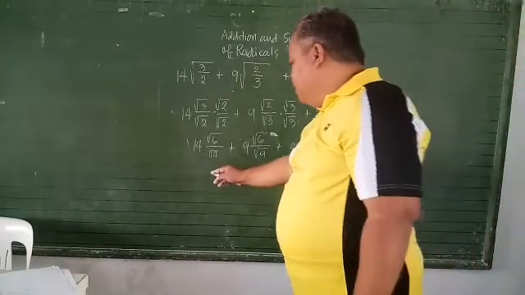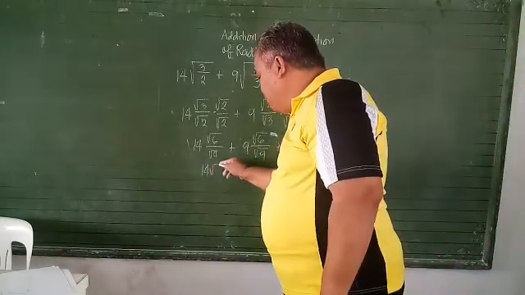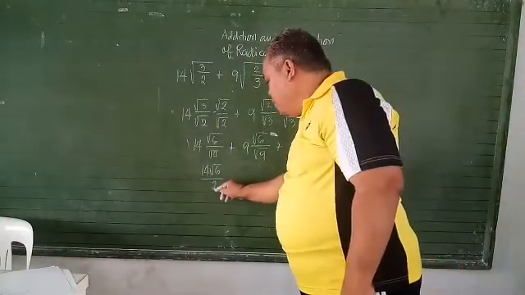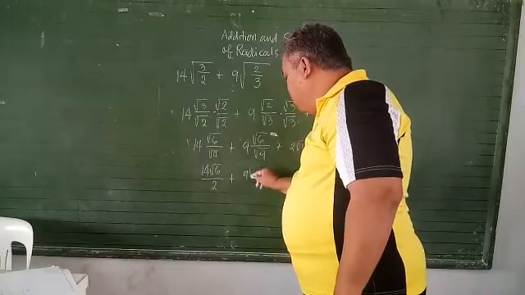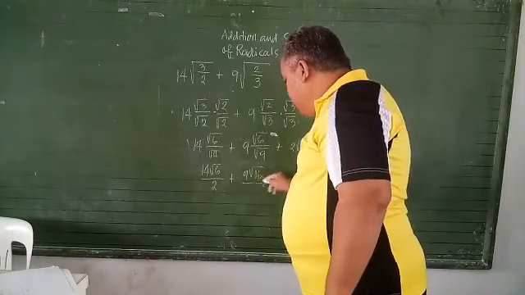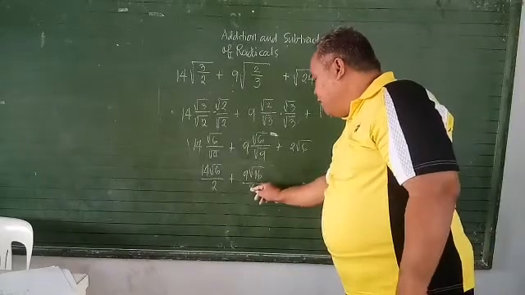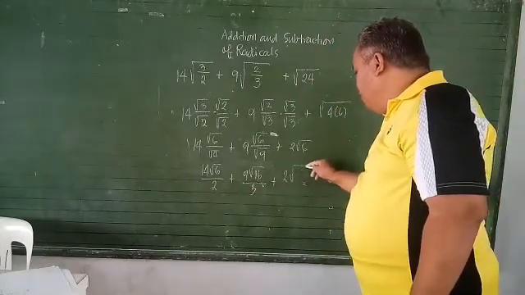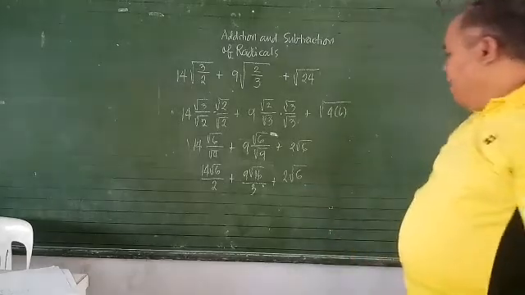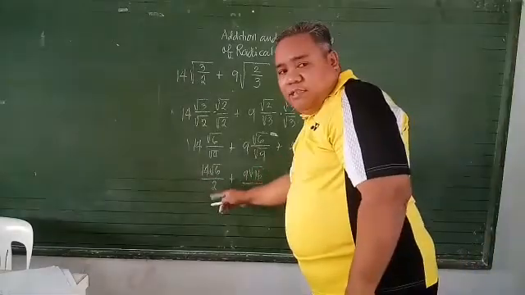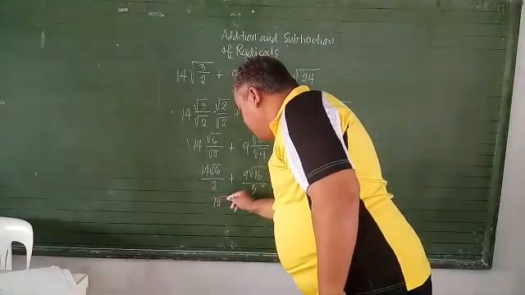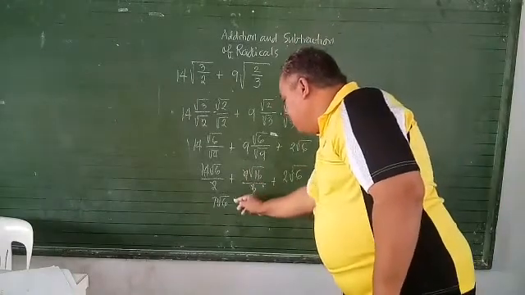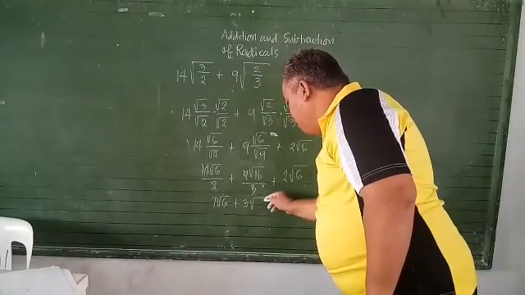And then this is 14 square root of 6. So square root of 4 is 2. Then this is 9 square root of 6. Then square root of 9 is 3. Diba? And plus 2 square root of 6. Okay, now, again. So 14 divided by 2 is 7, square root of 6. Na-cancel mo yan. And then 9 divided by 3 is 3. So plus 3 square root of 6.